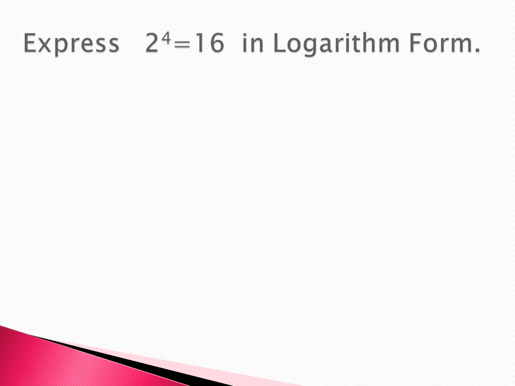Okay, so express 2 to the 4th equals 16 in logarithmic form. Here we're not evaluating the logarithm, we're just changing form. That's all we're doing. So I need to know my base, my answer, and my exponent. My base is going to be 2, my argument or answer is going to be 16, and my exponent is 4.